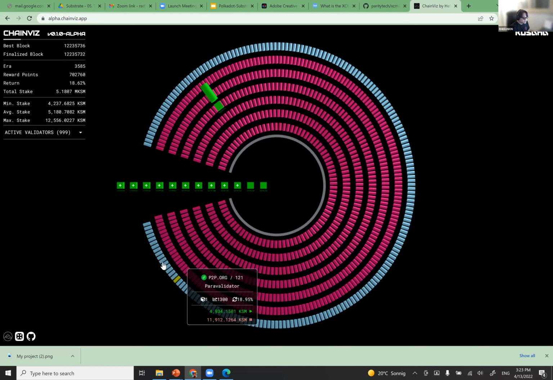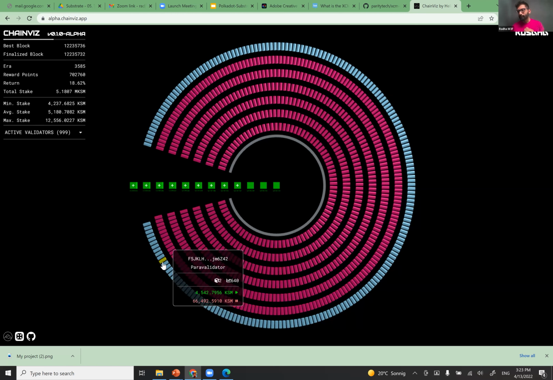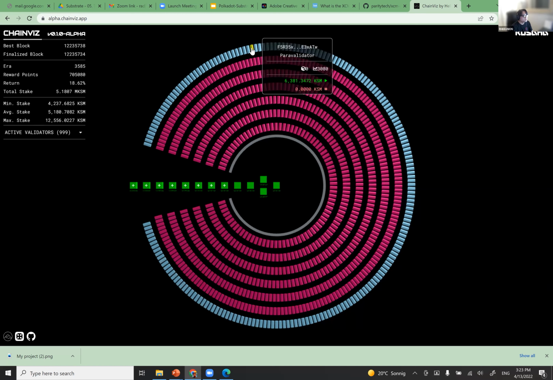So each of these validators are assigned to certain parachains. I'm going to talk about this during the network security part. But yeah, these are just for visualization. So they made a really cool visualization of how the validation is sort of working.